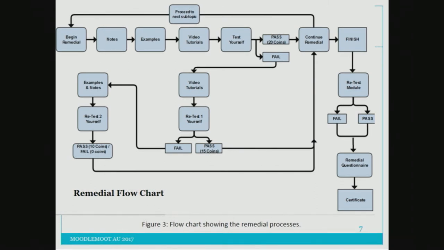there is a short test for that particular topic. If the student passes, they get maximum coins, and they continue to the next level. But if they fail, then the video tutorial comes up again. They view that, learn some more concept, and then retest that particular topic.